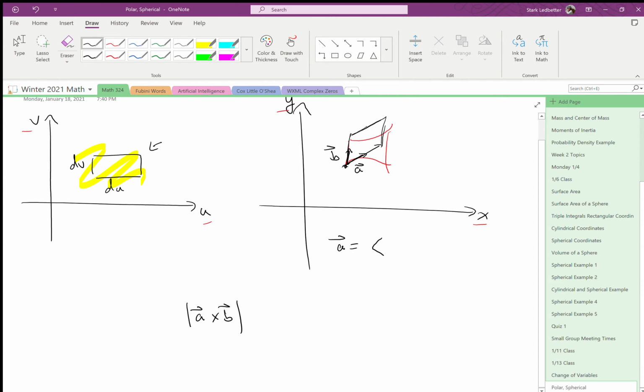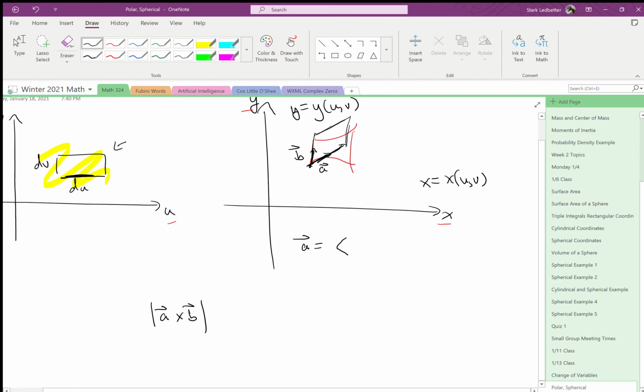Well, the A vector is related to du, except we're over here in x and y. So if x and y can be written as functions, like x can be some function of u and v, and y is also written as some function, call it y of u and v, then the A vector, the x component, is going to be based on how much the x changes in the u direction. And then the y component is going to be based on how much the y changes in the u direction.